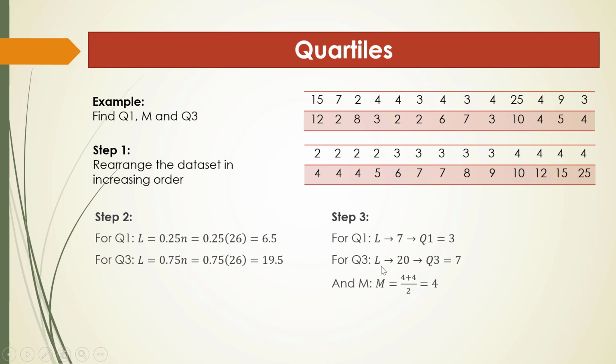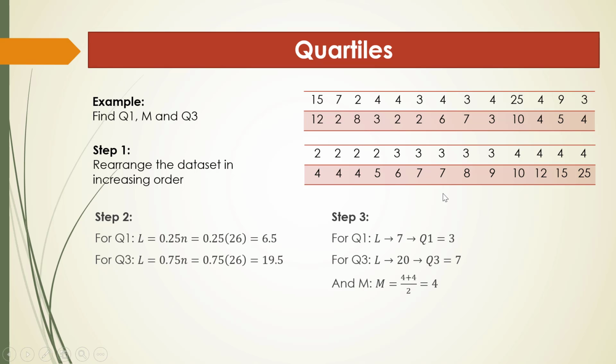For Q3, L is 19.5, which is not a whole number. So we need to round up to the nearest higher whole number, which is 20. And then we start counting 1, 2, 3, 4, 5, 6, 7, 8, 9, 10, 11, 12, 13, 14, 15, 16, 17, 18, 19, 20. So Q3 is 7. And for the median, remember from the last lesson we learned how to find the median.